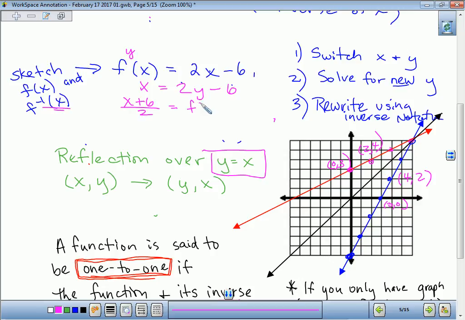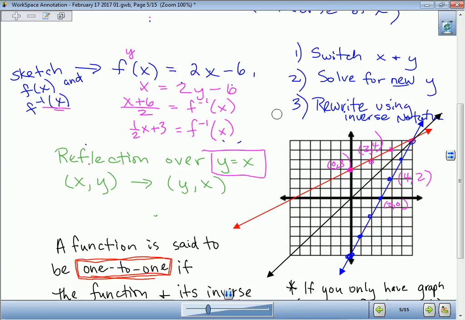So let's state it. f inverse of x. So we're going to use that inverse notation. Now, of course, I could also write this as this because those are equivalent expressions. And they're equivalent inverse functions.